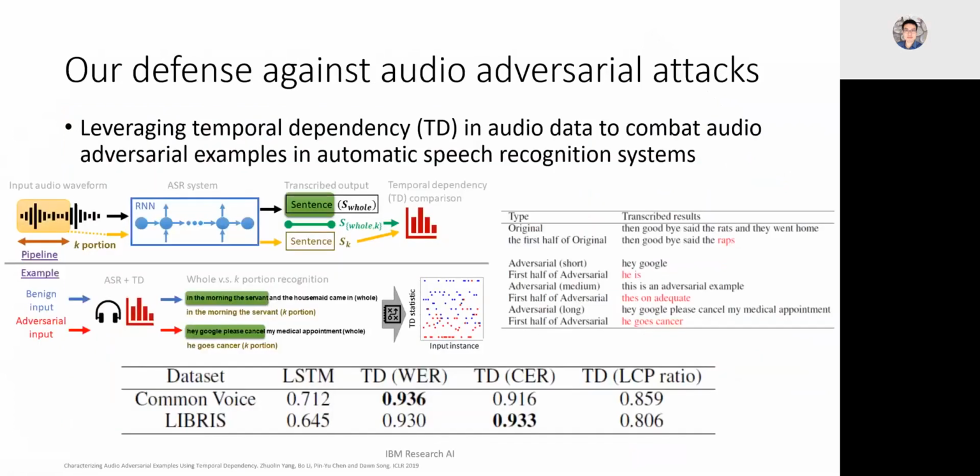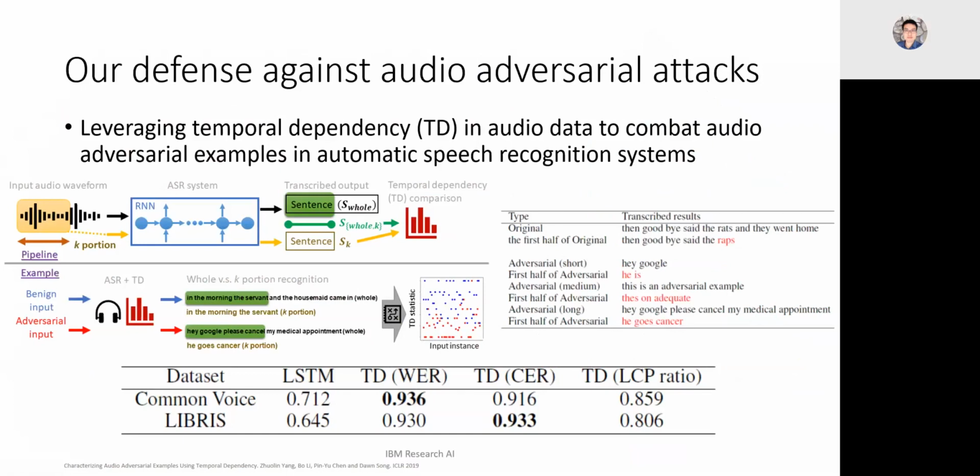So the way we detect these audio adversarial examples is really leveraging the temporal dependency nature of the audio speech recognition system to find the discrepancy between benign and adversarial inputs. So the way we did it is we first pass the whole audio input to the system, and we obtain a corresponding sentence. Then we try to chop off the input sequence and only pass the chopped version of the sequence through the system again. Then we compare the counterpart of the whole sequence and the chopped sequence.